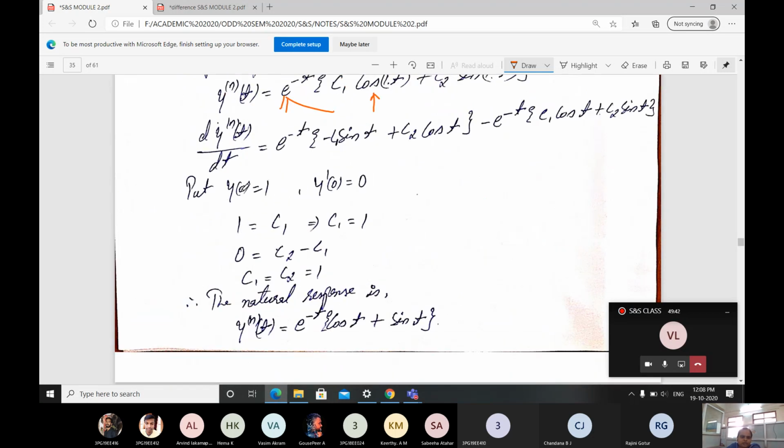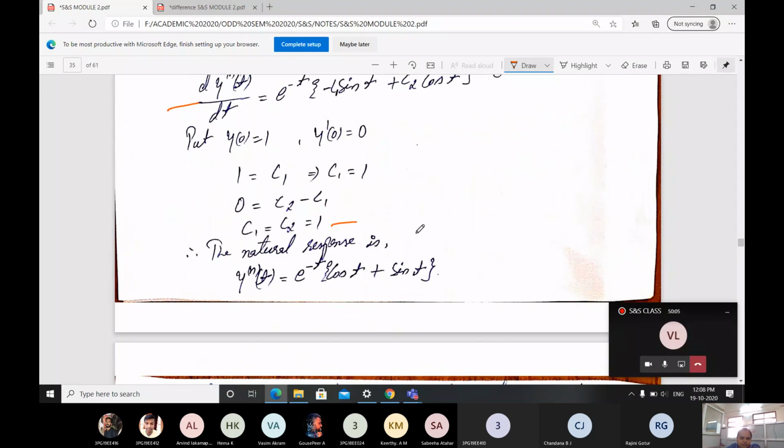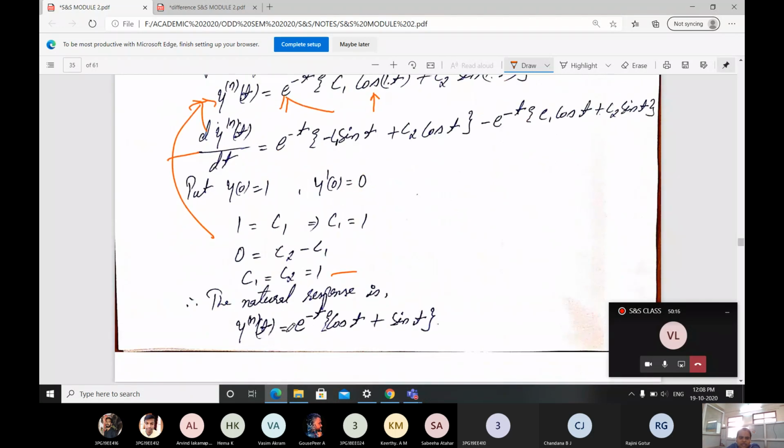Therefore if I substitute for y of 0 in the natural function, I'll be getting c1 directly as 1. Then when I substitute t is equal to 0 in this differentiated equation, I'll be getting 0 is going to be equal to c2 minus c1. Therefore c1 is equal to c2, that is also equal to 1 only. Therefore the natural response is going to be yn of t is going to be equal to, substituting for c1 and c2 in the equation, e raised to minus t times cos t plus sin t.